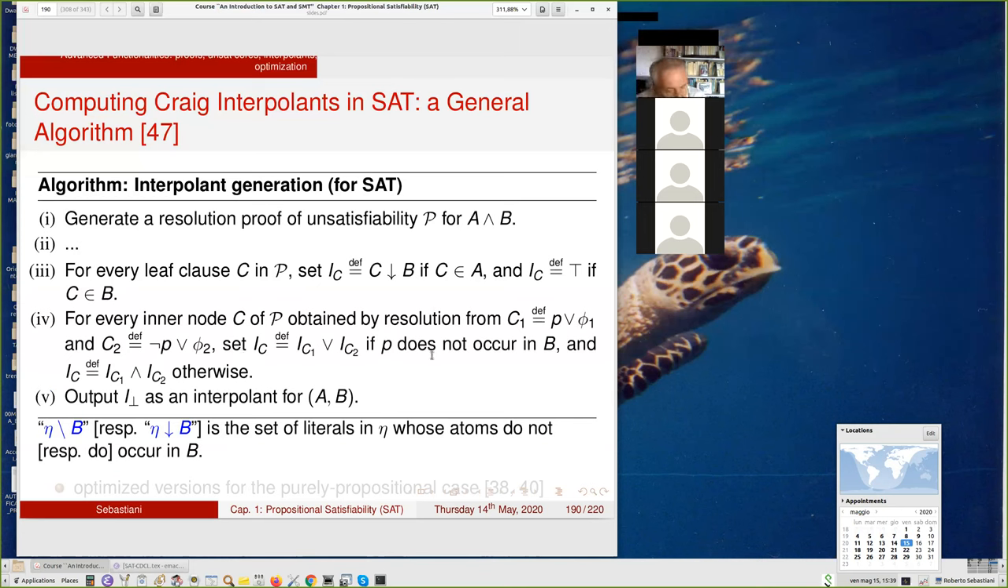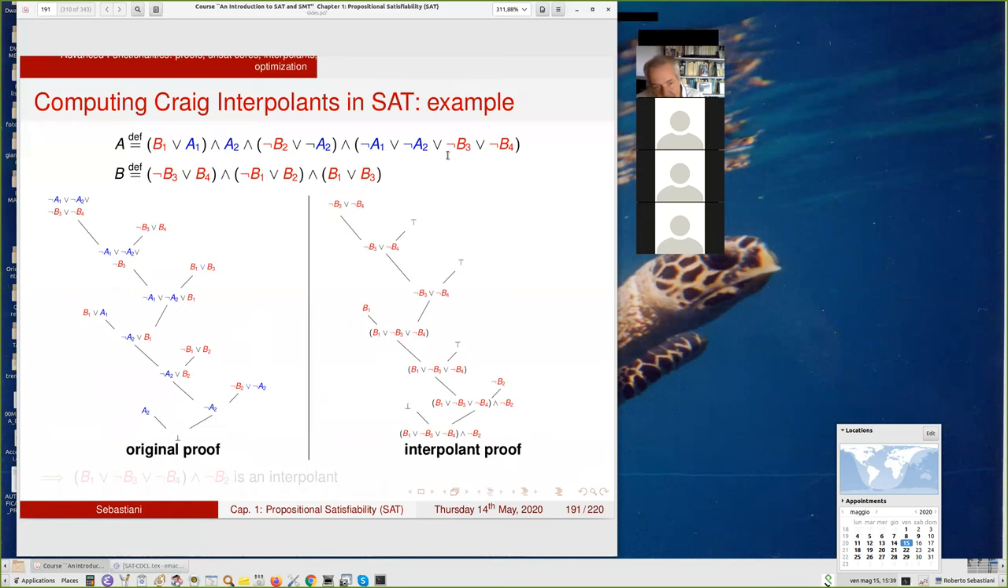I have to say there exist strategies by which to improve this technique. Let me show you an example. Suppose you have these two formulae here. A, which is written here, and B. Well, B variables are those occurring in B, A variables are those occurring only in A. So the common variables are the red variables, okay?